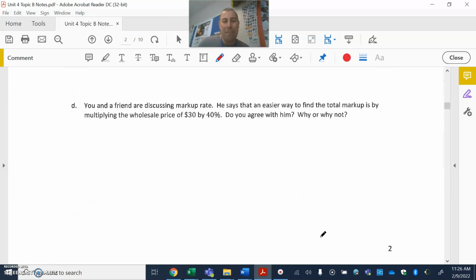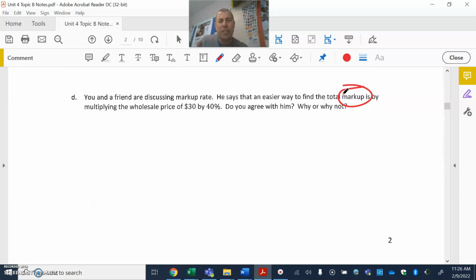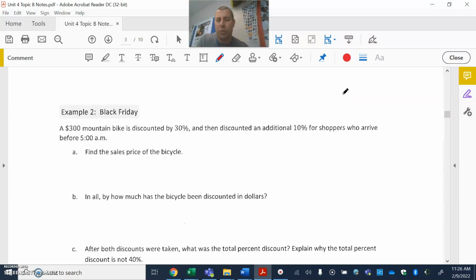All right, hold on a second. You have to analyze the question. If you're just looking for the markup, yes, the multiplication that's there works. If you're looking for the new price, then no, it's not. So again, we do have to watch the wording that we're using here.